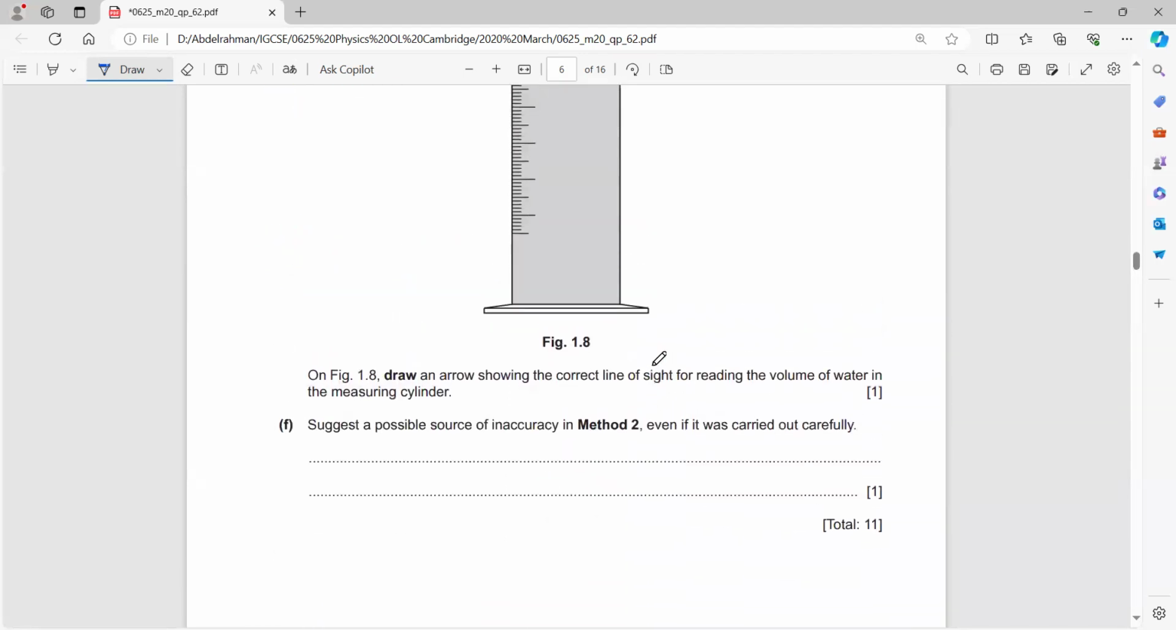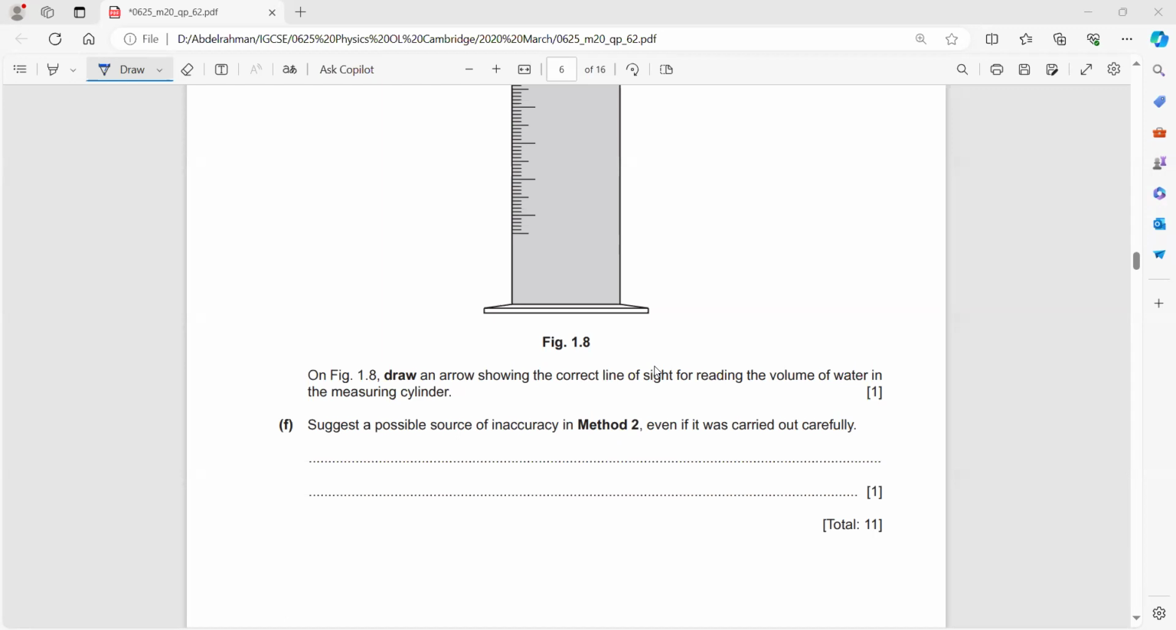A possible source of inaccuracy in method 2. One possible source of inaccuracy in method 2 could be what? Parallax error. Not really. No. What other sources of inaccuracies? Not taking the reading perpendicularly. Well, it's the same answer basically, which is not 100% right.